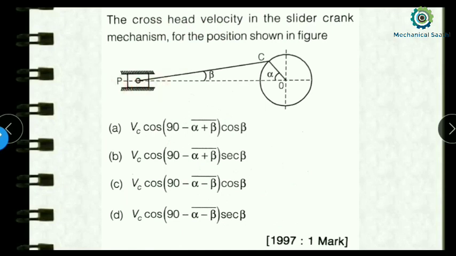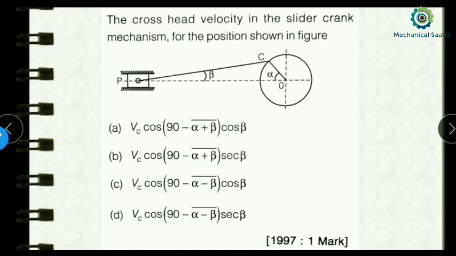So let us try to locate or denote all the links over here. If I give names to the links, then this fixed link, or the cylinder, is link 1. Then this crank length, the crank radius, is link number 2, this connecting rod is link number 3, and this slider is link number 4.